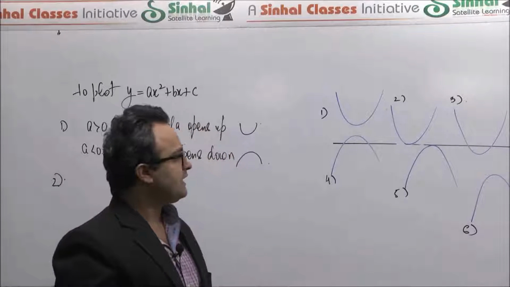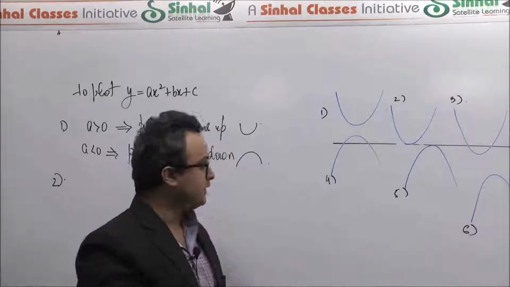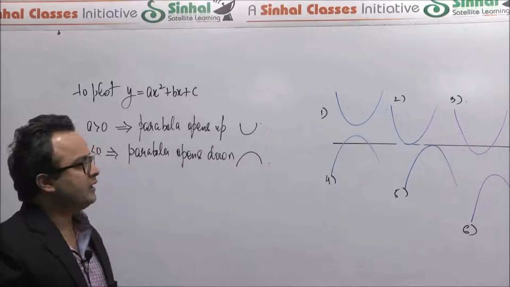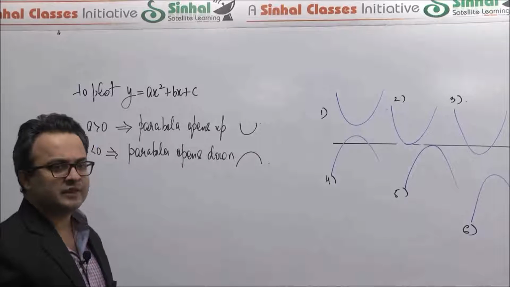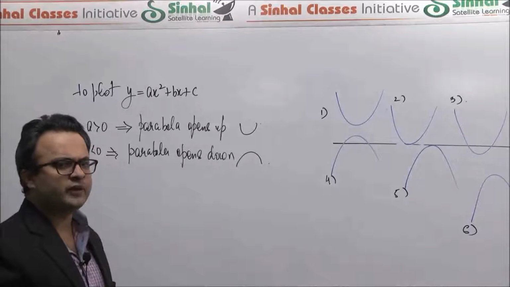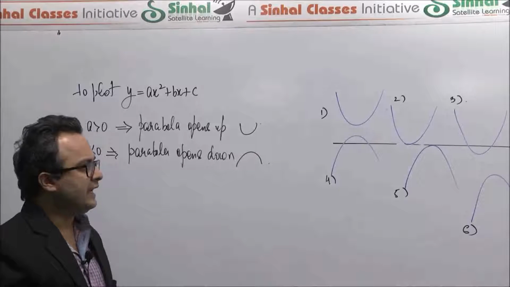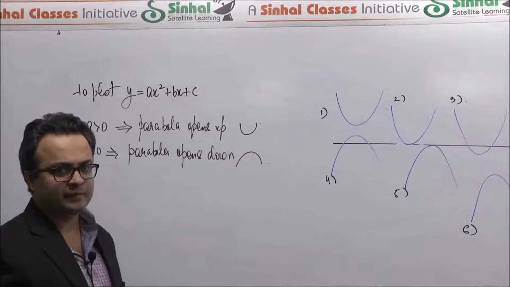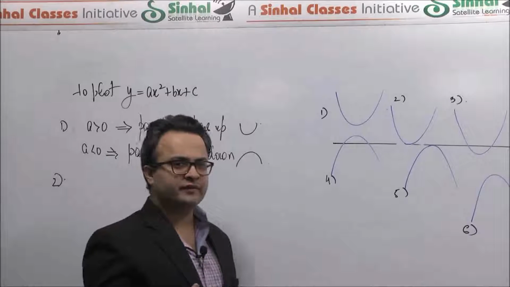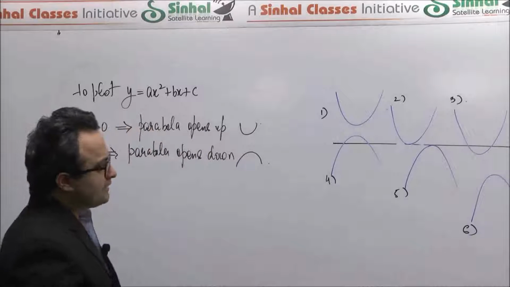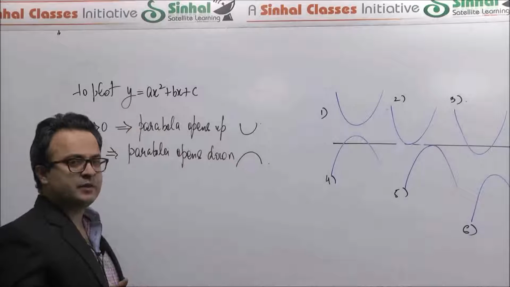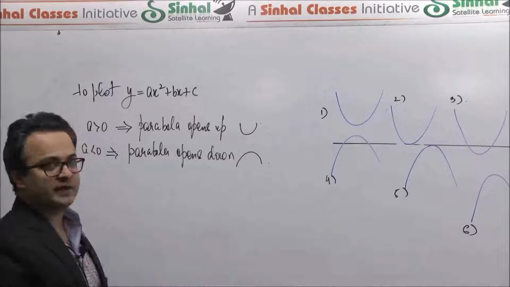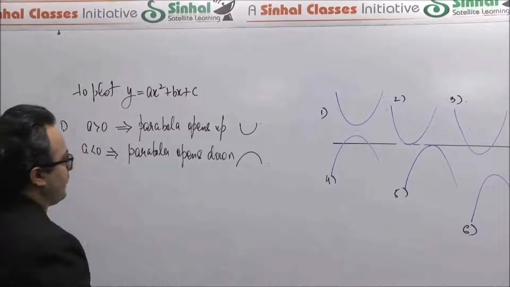In 1, the graph is not intersecting the x-axis at all. In 2, the curve is just touching the x-axis at one point, or effectively there is one point of intersection. And in the third case, the graph is intersecting the x-axis at two distinct points. So there are 2 points of intersection. Differentiating between cases 1, 2, and 3 will depend on the discriminant value b square minus 4ac.